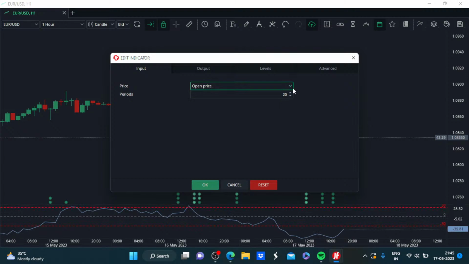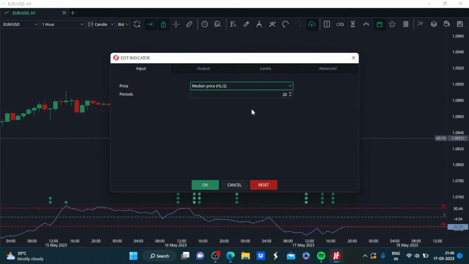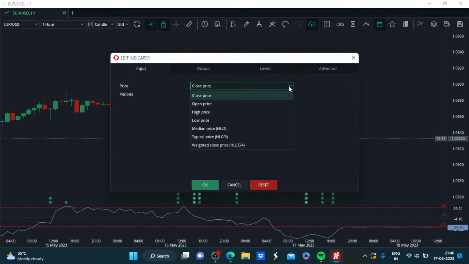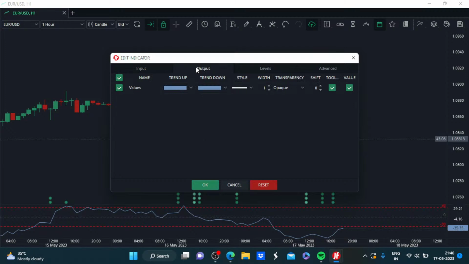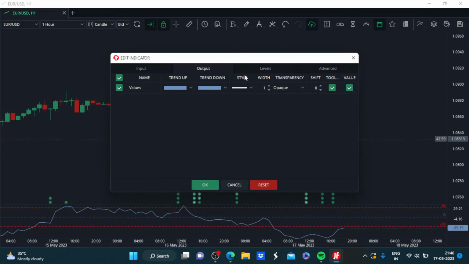Also, if you try out these various applied prices, you will notice that the plotting of the indicator is going to change. The direction is going to be the same more or less, but the plotting will vary slightly with these input parameter changes. If you are not really happy with this color combination, you can go for different color combinations. So all these possibilities are here. The styling combination can also be varied.